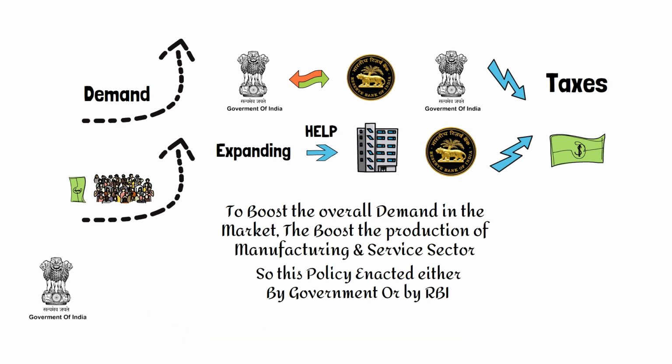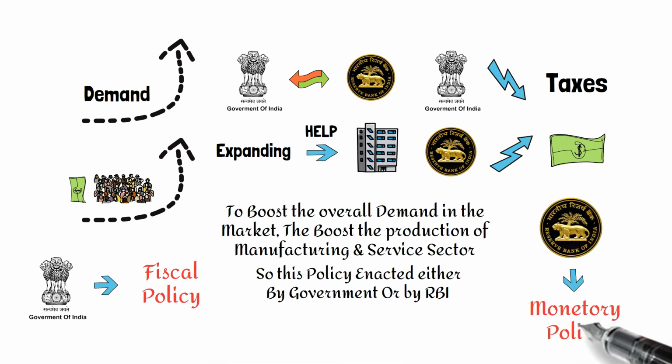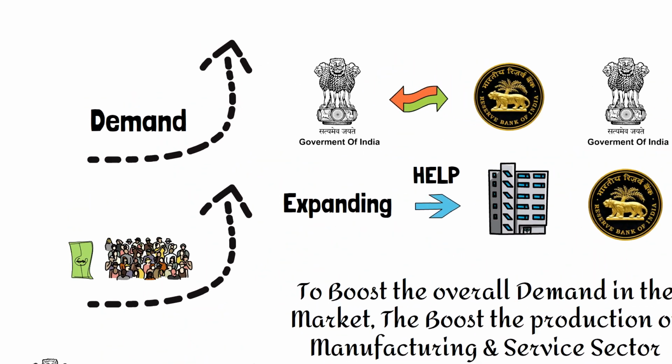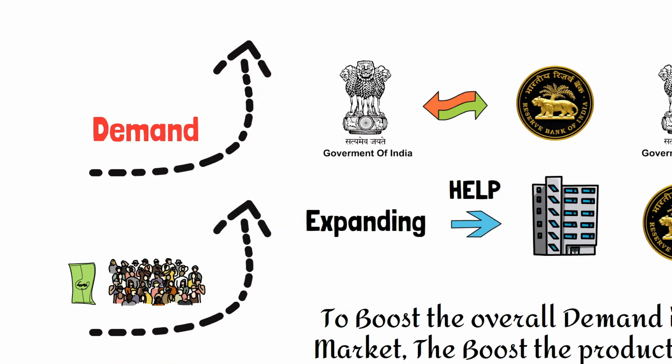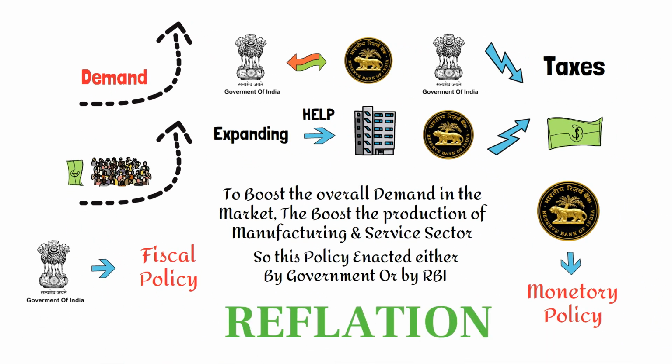The policy enacted by the government is known as fiscal policy. Keep this in mind. And the policy enacted by RBI is monetary policy. And through both these steps, the demand can be boosted in the market. Okay, so this policy will be termed as reflation. That means deliberately we are increasing the money supply in the market so that the economy comes out of the deflation phase.